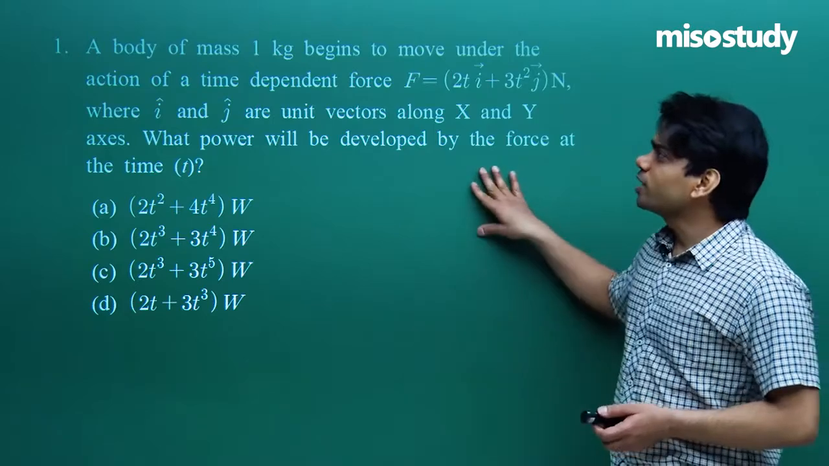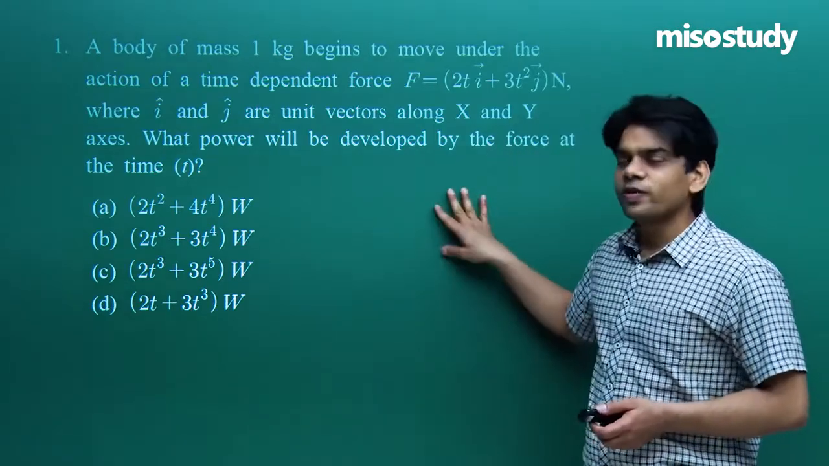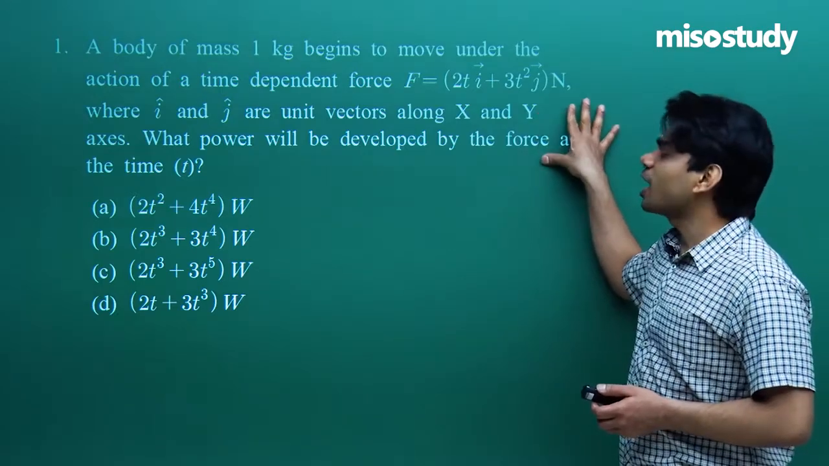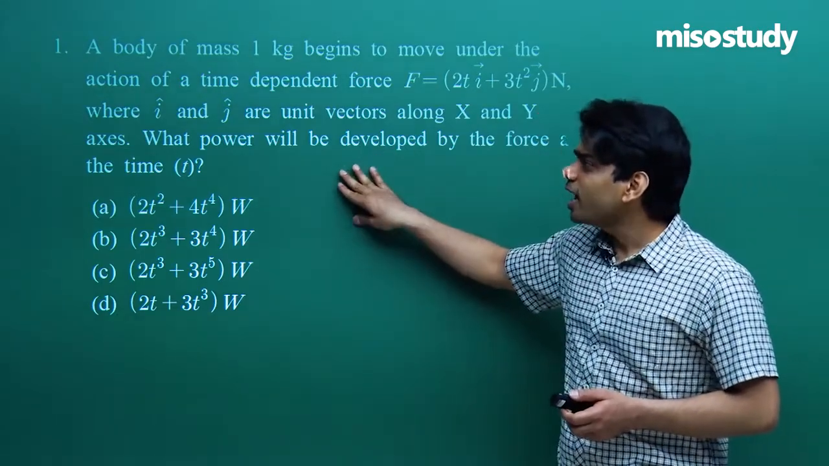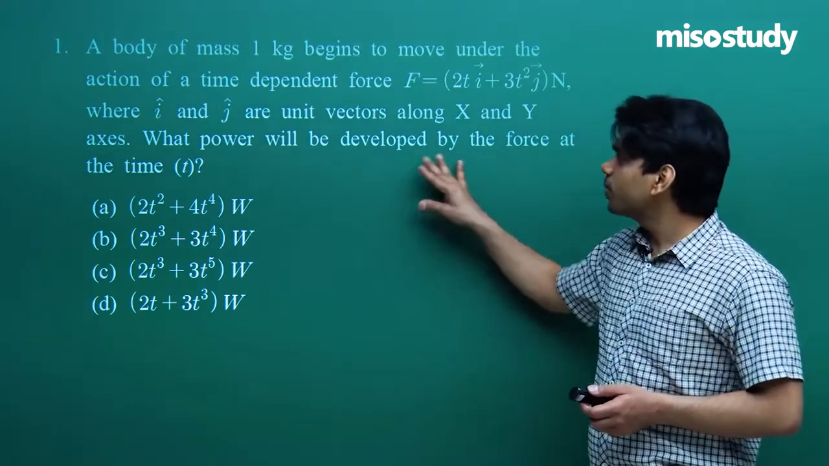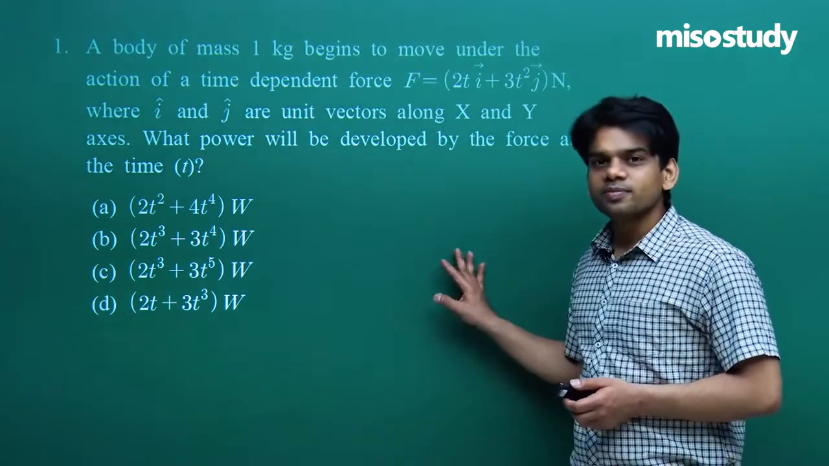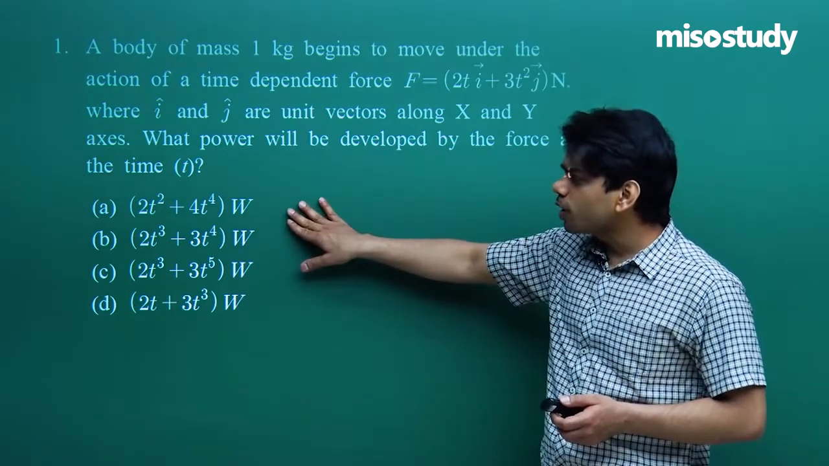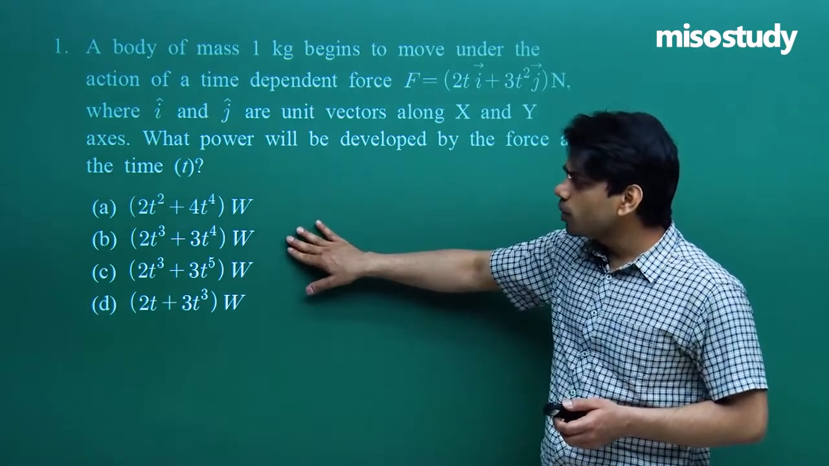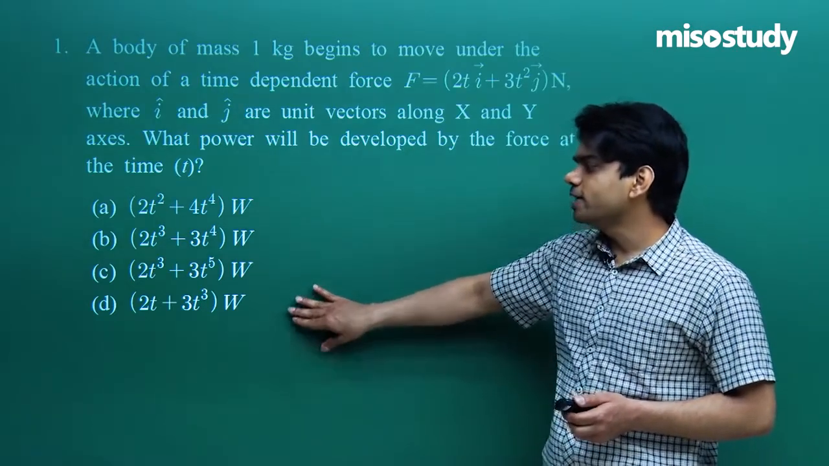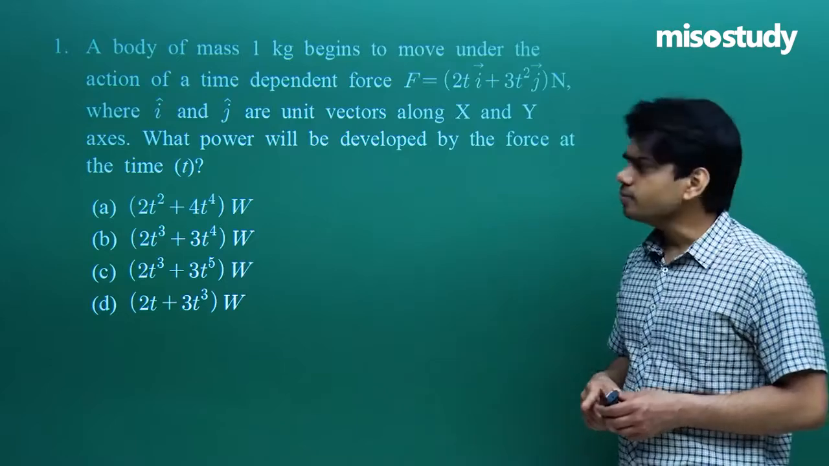A body of mass 1 kg begins to move under the action of a time-dependent force F equals 2t i cap plus 3t square j cap Newton, where i cap and j cap are unit vectors along x and y axis. What power will be developed by the force at time t? This is what has been given in the question. A: 2t square plus 4t power 4 watt, B: 2t cube plus 3t power 4 watt, C: 2t cube plus 3t power 5 watt, and D: 2t plus 3t cube watt.